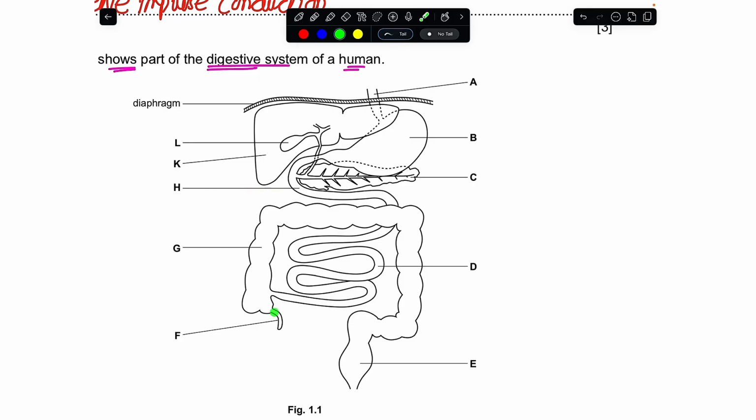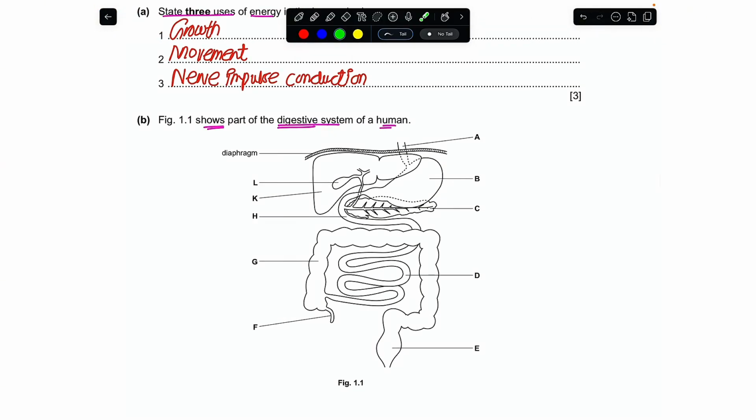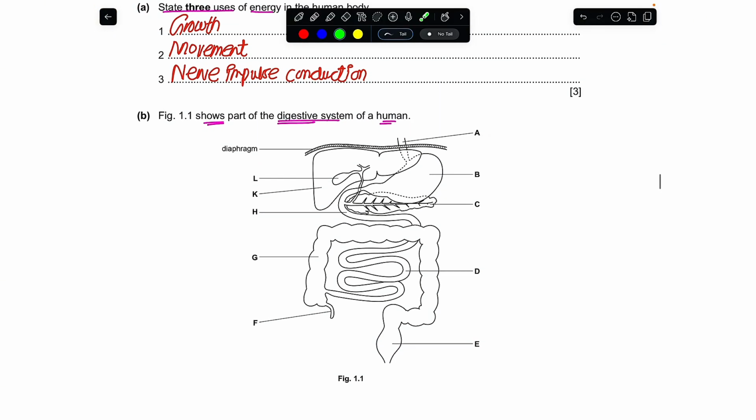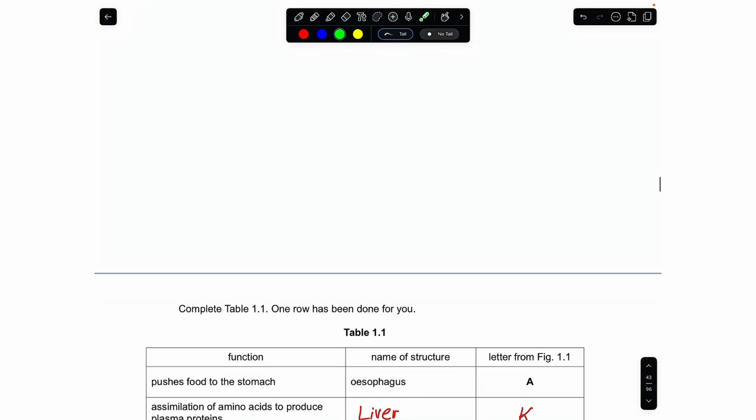And then we have this F, which is the appendix, and this G that we have got is the large intestine. The E that is shown here is the rectum, where we know that the undigested food particles in the form of the feces would be stored for some short period of time. Now, let us see what the examiner is asking us.